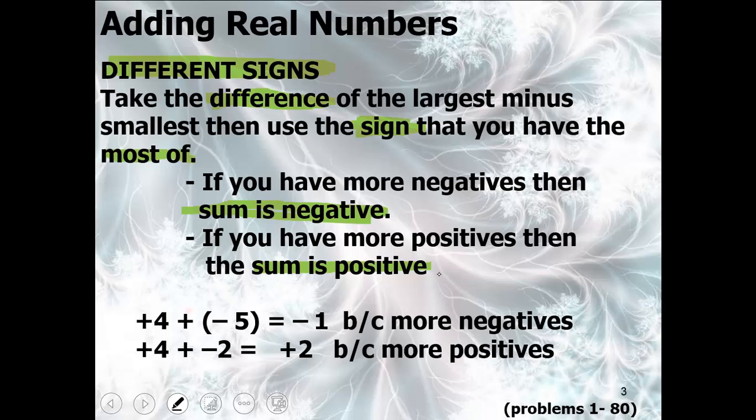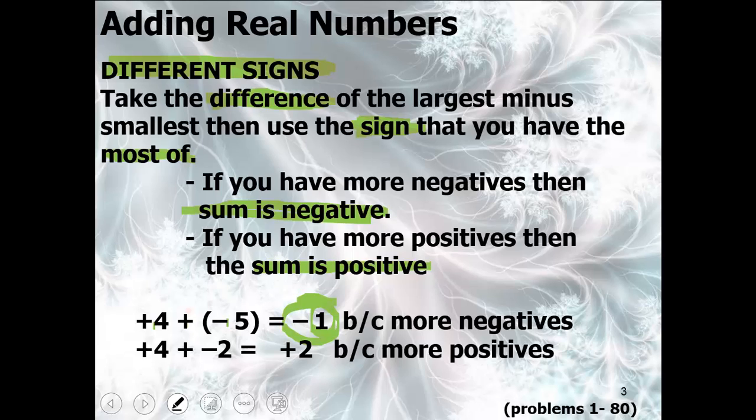If we have a positive 4 plus a negative 5, all right? I have different signs, so I take their difference. 5 minus 4 is 1. Now I look and see, do I have more positives or do I have more negatives? Well, in this case, I have more negatives. So my answer has to be negative 1. Right?